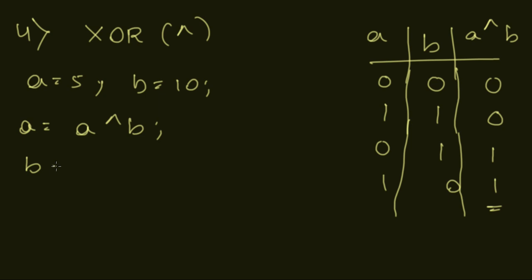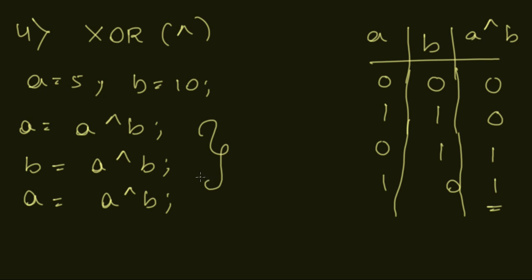In order to get the value of B, I am going to do A XOR B, and now in order to get the value of A, I am going to do A XOR B. Let us see what is happening in all these three steps.